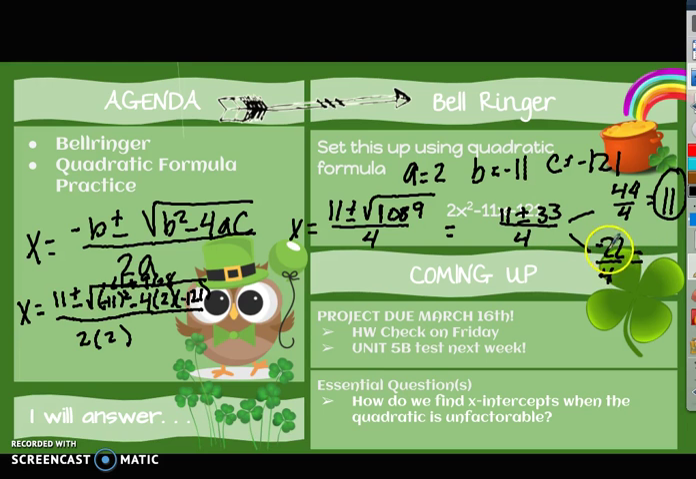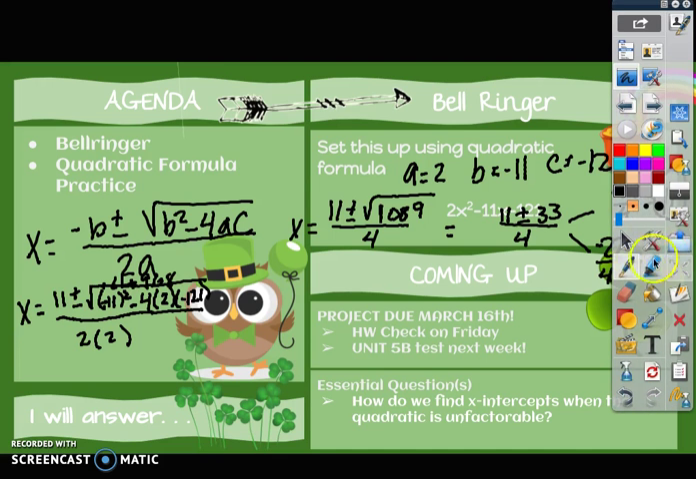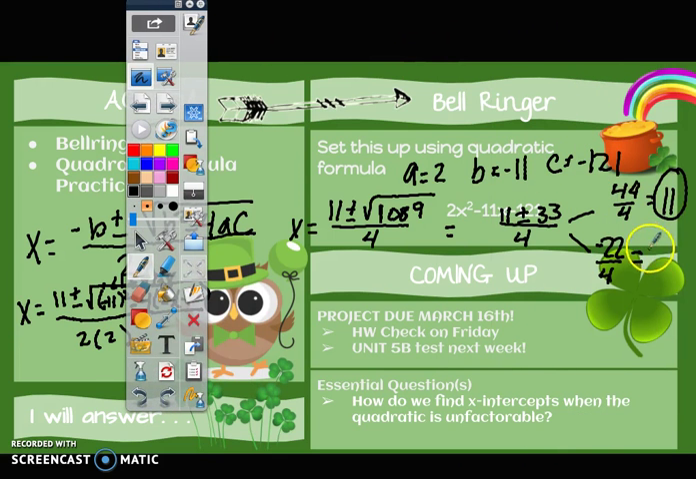Okay, so what's negative 22 divided by 4? Negative 5.5. I'm going to do this real quick. There's our second intercept. Well, you can have two positive answers here. It's just you have your positive square root and your negative square root.